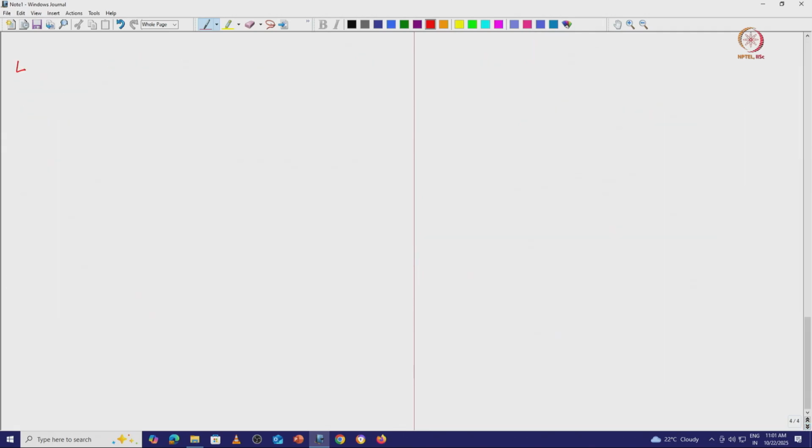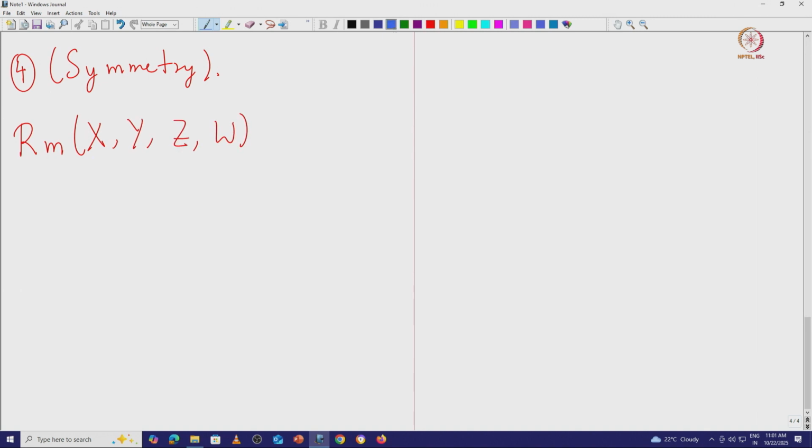And the fourth is some kind of a symmetry, that if you take Rm of xy zw and you interchange the pair, then this is going to be Rm of zw xy.